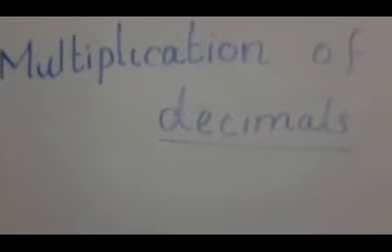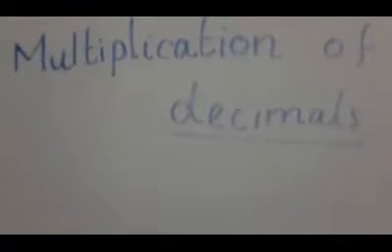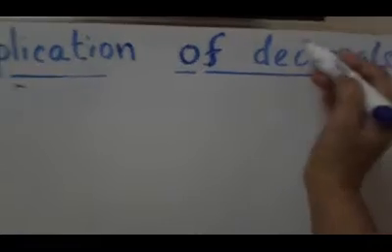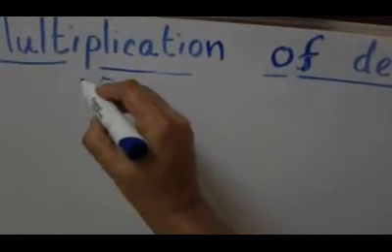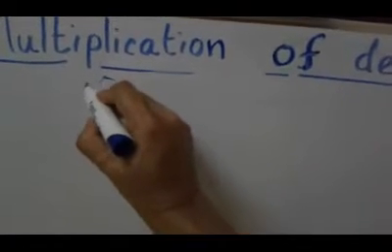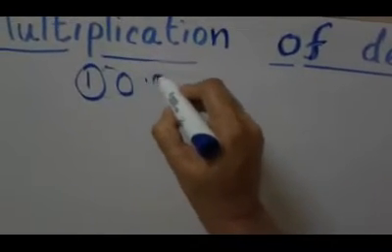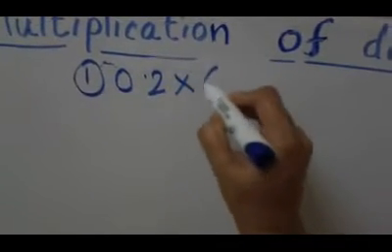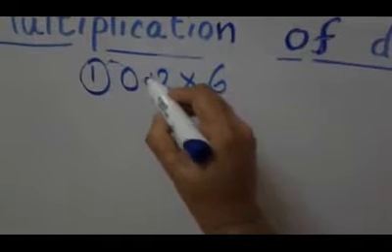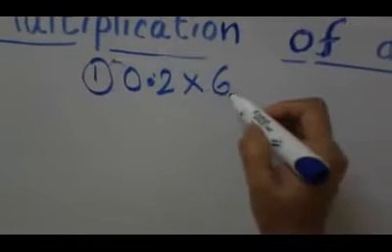Today we are going to learn multiplication of decimals. For that I will show you some examples. If I want to multiply 0.2 by 6, this is a decimal number and this is a whole number.